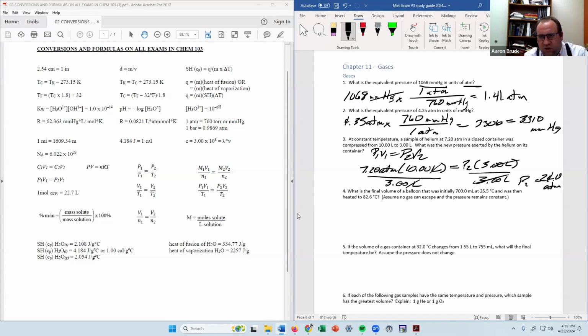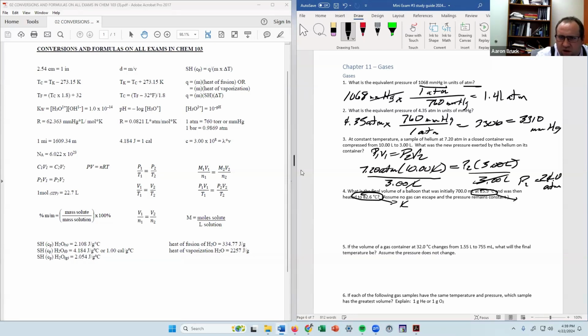What is the final volume of a balloon that was initially 700 milliliters at 25.5 degrees Celsius and then heated to 82.6? So this is a Charles's law problem. We're looking at volume and temperature. An important thing to consider: these temperatures are in Celsius. We need to turn them into Kelvin. To do that, we need to add 273 to them. So 82.6 plus 273 would give me 355.6 Kelvin.